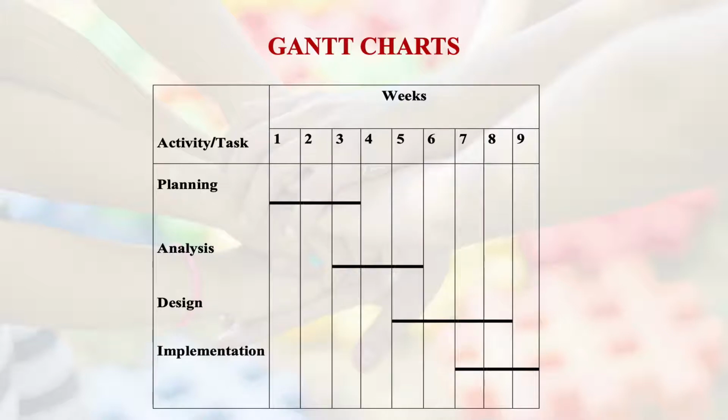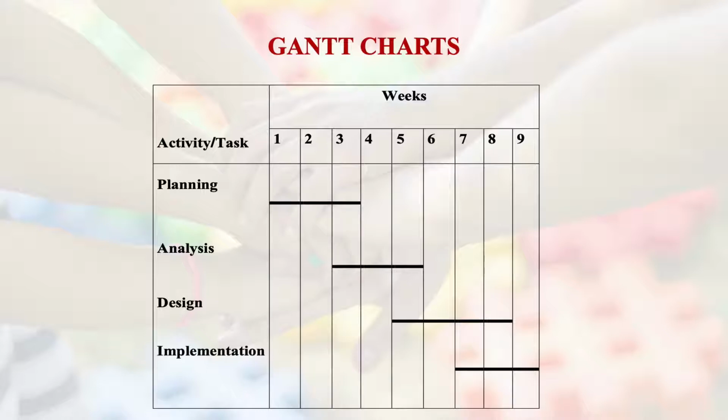The diagram shows a Gantt chart to you. On the left you can see the activities or tasks, and those tasks are planning, analysis, design and implementation. For a real project they may be entirely different, but for the sake of completeness we have just selected 4 tasks on the vertical side. On the horizontal side, weeks are mentioned, 1, 2, 3 up to 9. So this particular project in total is to be completed in a span of 9 weeks.